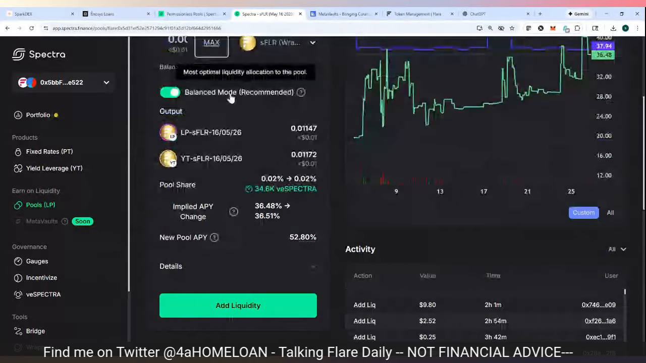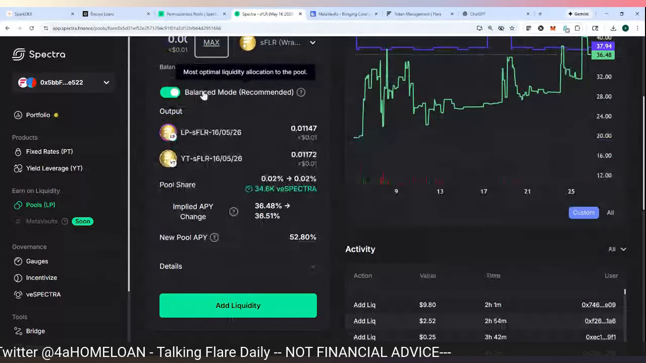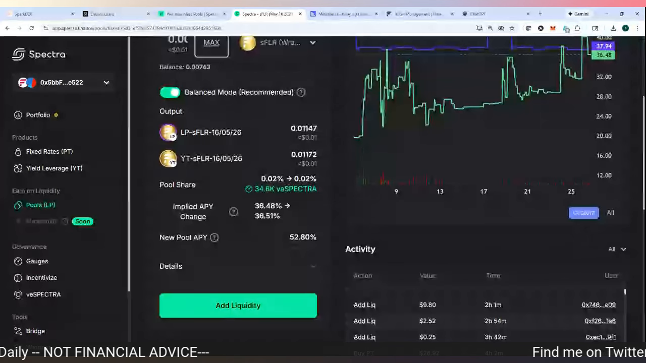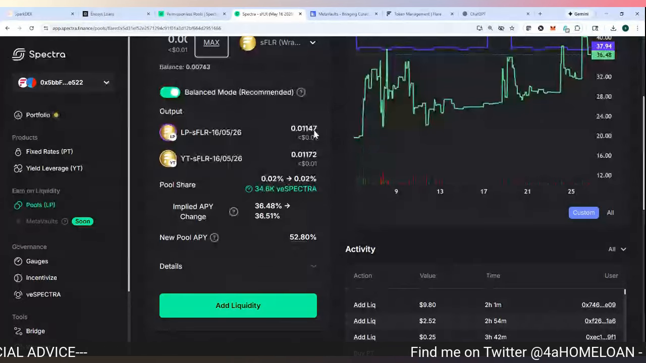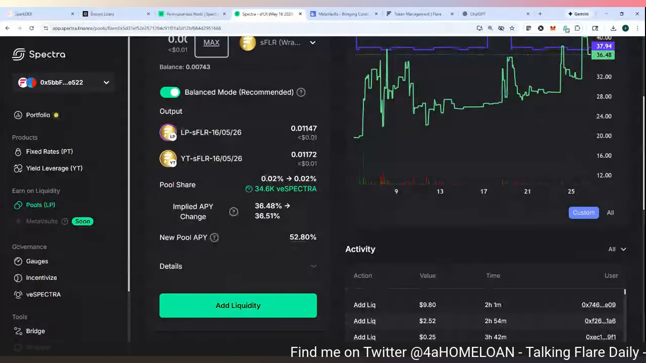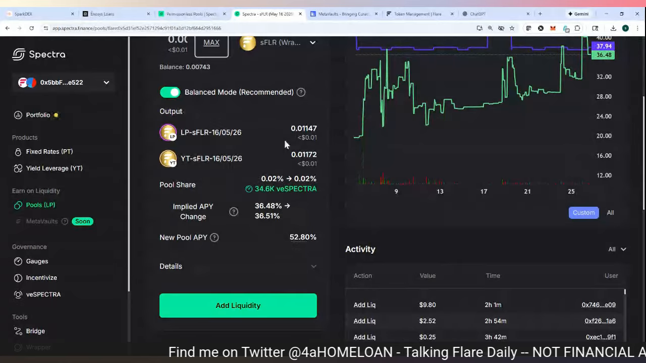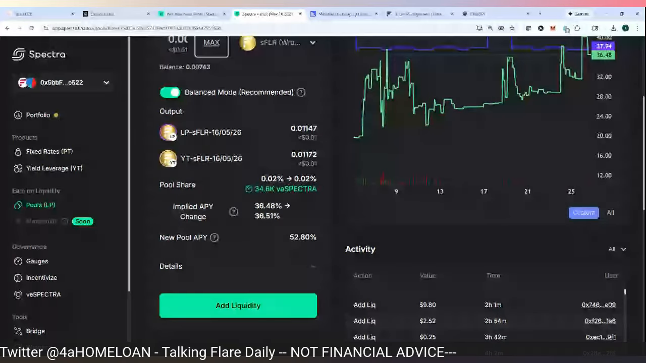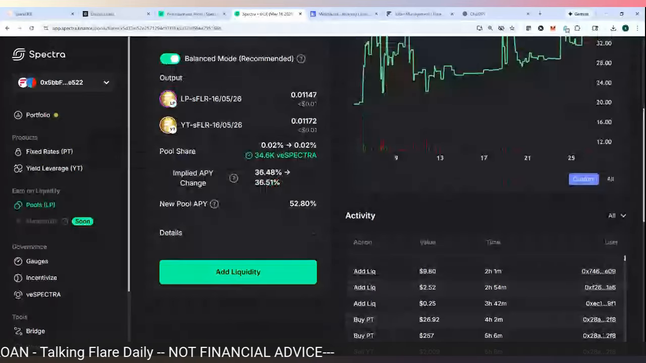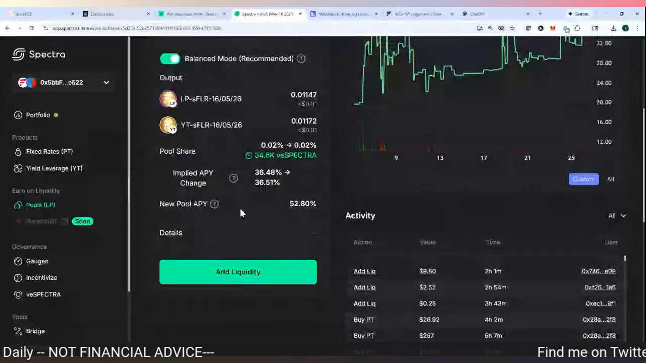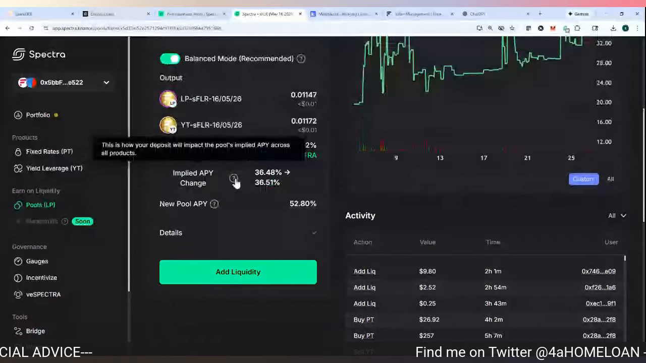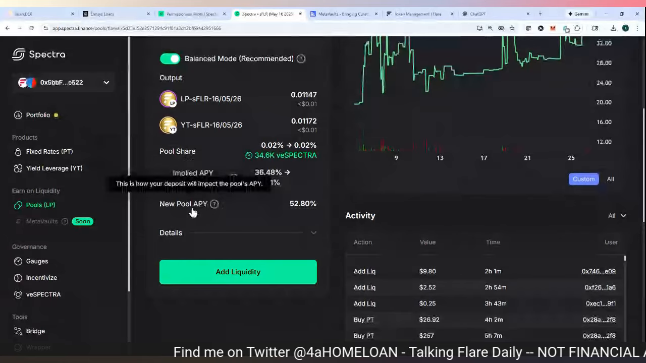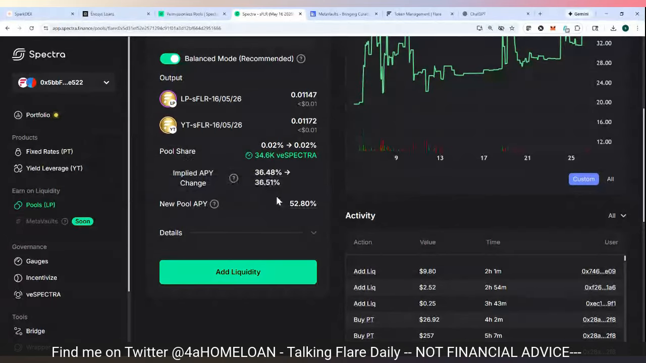All right, so balance mode recommendation. I recommend you do enable that, the most optimal liquidity allocation. So it's allocating your LP and your YT tokens, right? So it's taking that and splitting it into those. It also is giving me a minimum. Here's your output I'm going to get for what I'm putting in this LP. My pool share is showing me my pool share, my implied APY change. This is how your deposit will impact the pool's implied APY. So obviously it's going to increase it a little bit. And then the new pool APY.